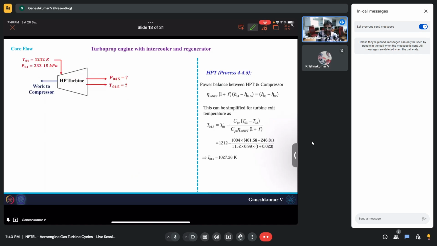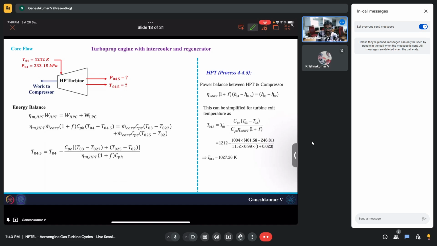Now the next component is the HP turbine, and again we solved P04.5 and T04.5. I don't need to go through it again. The T04.5 that we got is 1050.32 Kelvin, and the temperatures are a little higher, because if you think about it, the HP turbine is running the high pressure compressor and low pressure compressor, and the overall pressure ratio across which the HP turbine needs to give work is the same, which is 6.3, in both these cases.